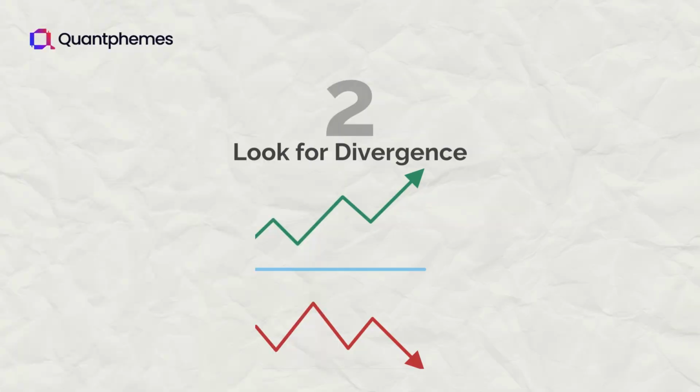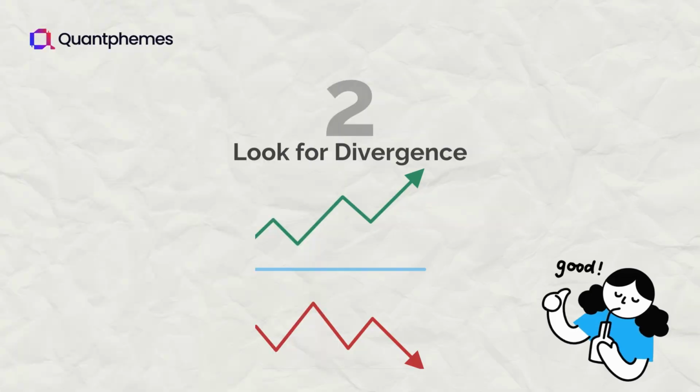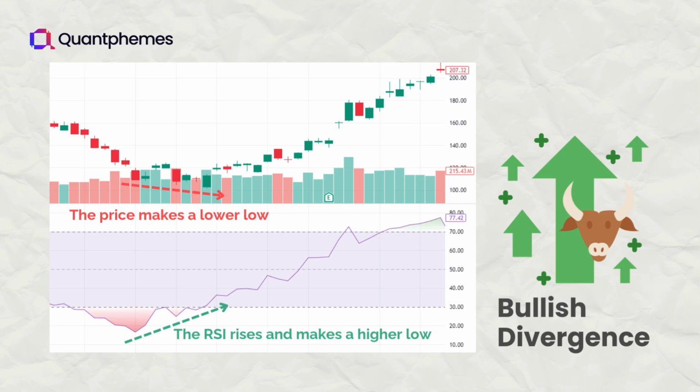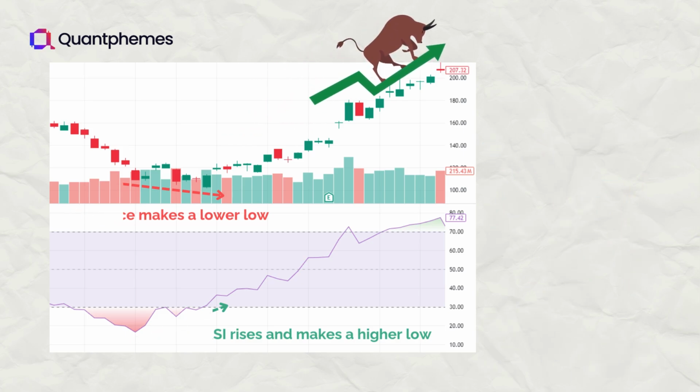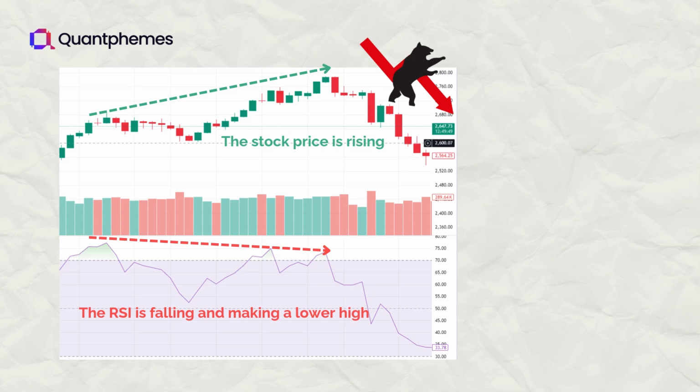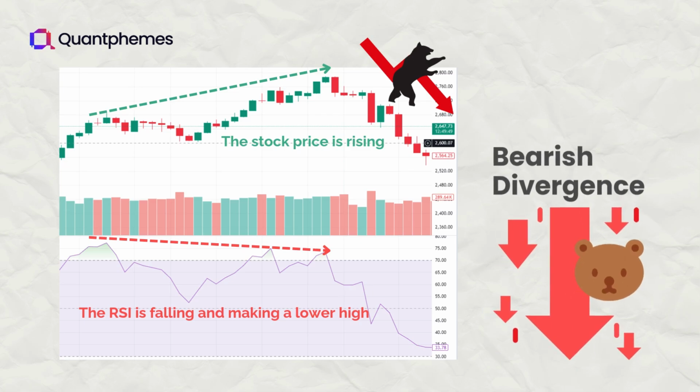Secondly, look for divergence. This one's a bit tricky, but it's super useful. A bullish divergence occurs when the price makes a lower low, but the RSI rises and makes a higher low. This may indicate a change in direction and a move higher. Conversely, if the stock price is rising but the RSI is falling and making a lower high, this means a possible downward trend. Red flag, bearish signal.